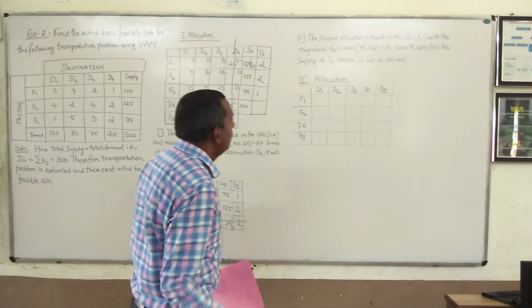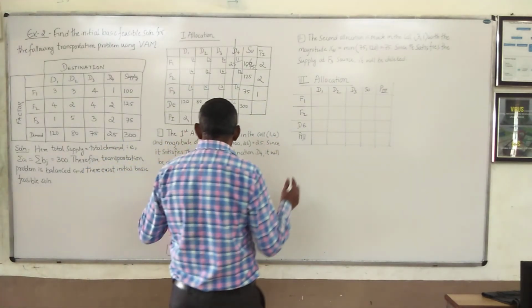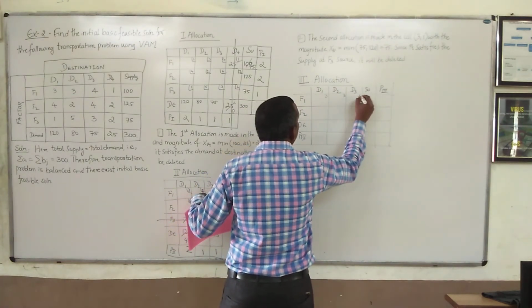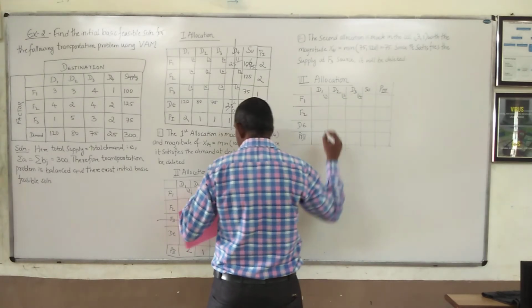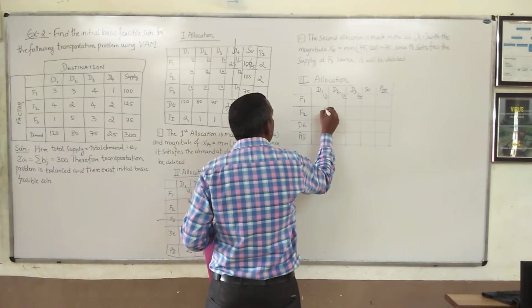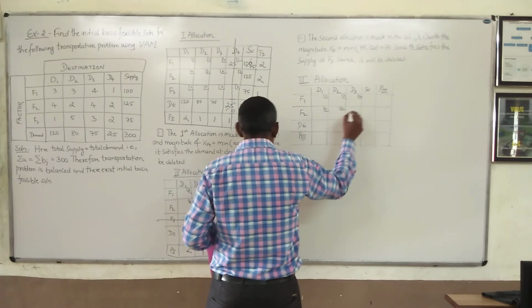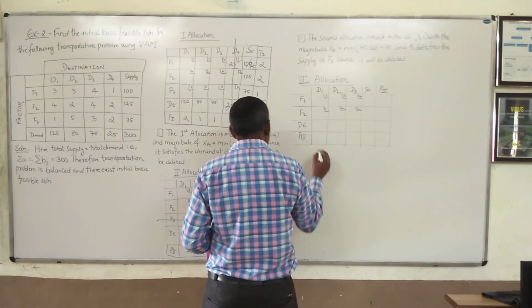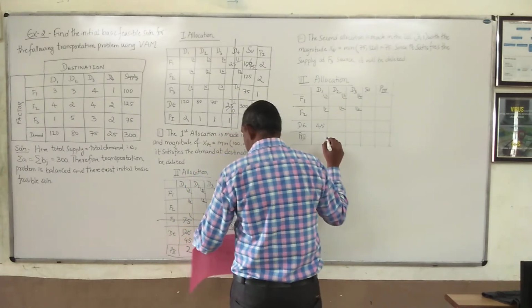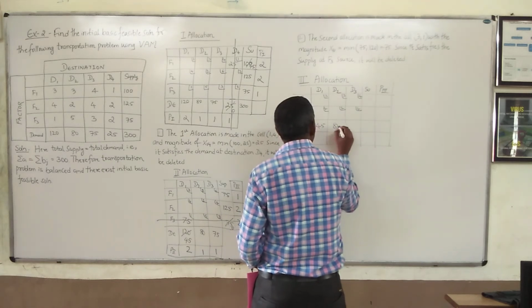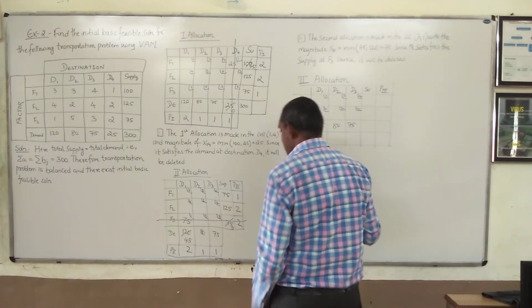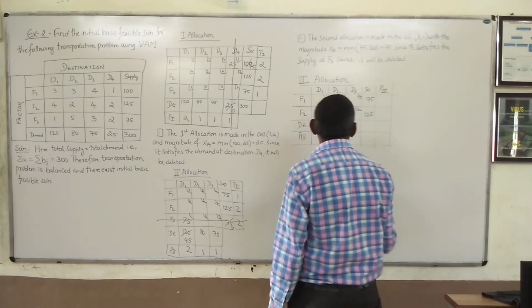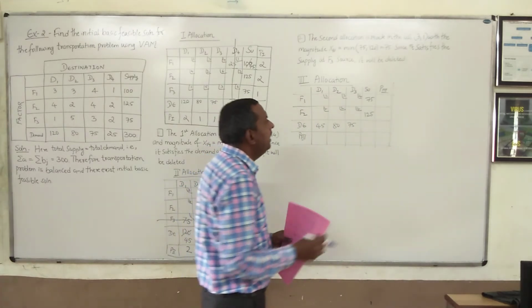Fine. So let me write the values here. That is 3, 3, 4, 4, 2, 4, 5. Here it is 45 followed by 80, 75. Here it is 75, 125. Fine.